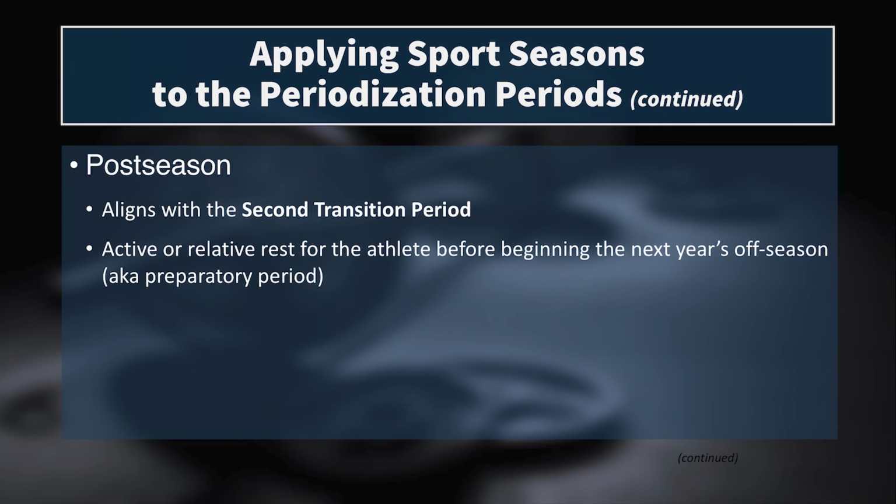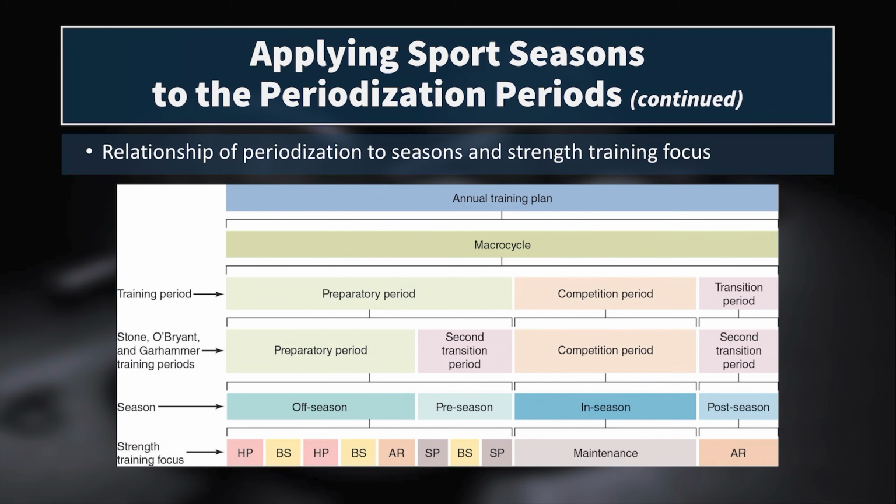Then finally, we have the postseason, which of course aligns with the second transition period. And this is that time for active rest before beginning the next year's off season. And here we have a picture of all of these different periods and seasons aligned. At the top, we have the annual training plan, which is also called the macrocycle, which is divided up into the preparatory period, competition period, and transition period.